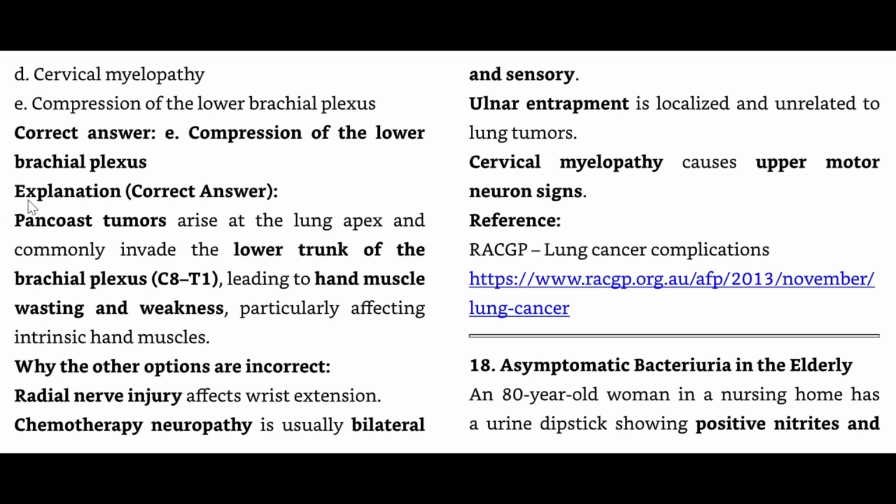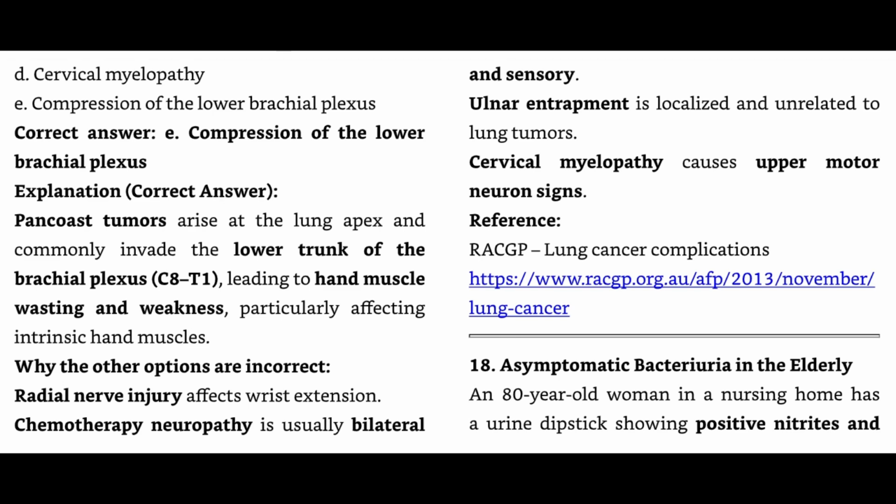Explanation: the Pancoast tumor usually arises at the lung apex and commonly invades the lower trunk of the brachial plexus, which is made by C8 and T1 nerve roots, leading to hand muscle wasting and weakness, particularly affecting the intrinsic hand muscles.